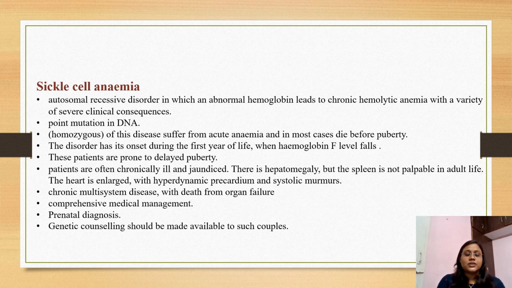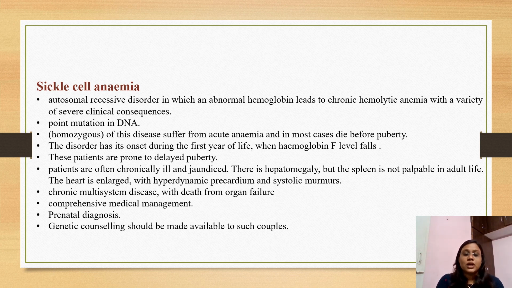Sickle cell anemia is an autosomal recessive disorder in which there is abnormal hemoglobin formation. This will start manifesting after the first year of life, when fetal hemoglobin is replaced by adult hemoglobin. That is when the disease will start manifesting.